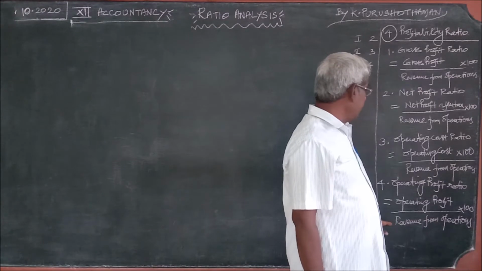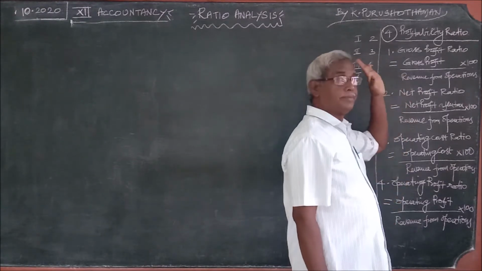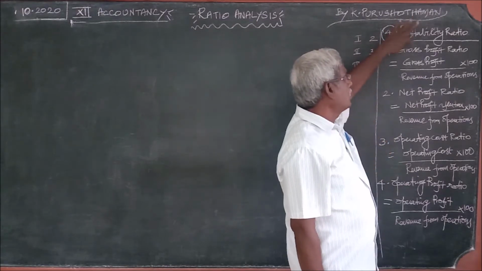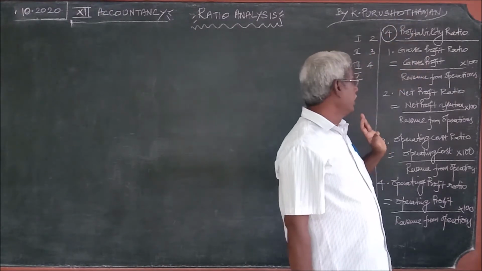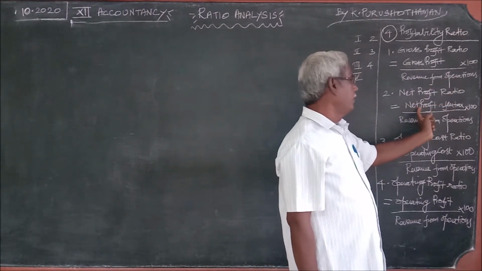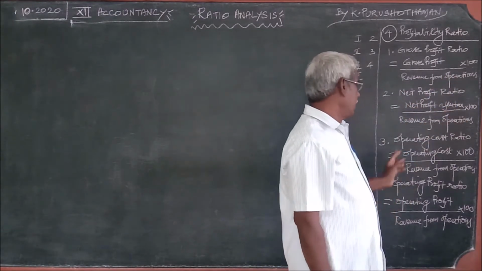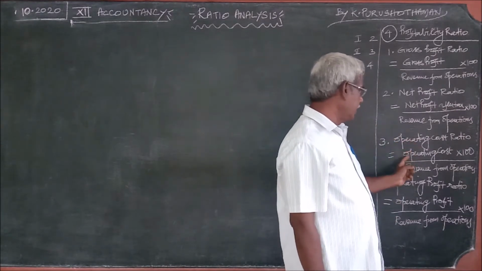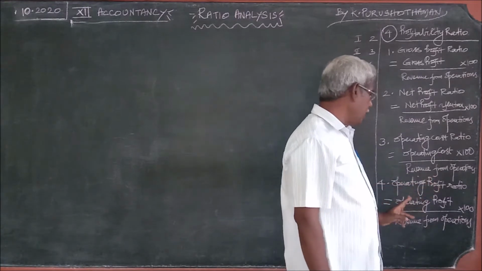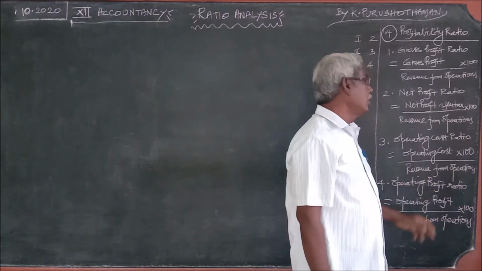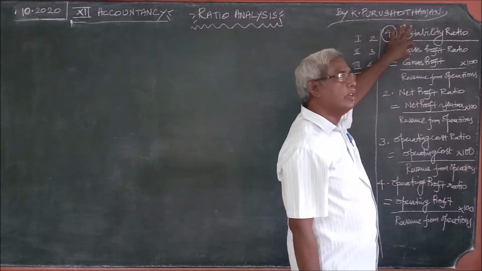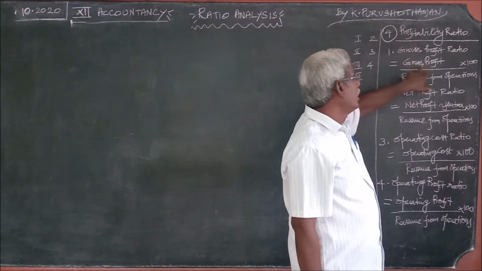All the denominators are revenue from operations, and only the numerator differs. If it is gross profit ratio, gross profit is the numerator. If it is net profit ratio, net profit, that is net profit after tax, is the numerator. What is the operating cost ratio? Operating cost is the numerator. What is operating profit ratio? Then operating profit is the numerator. The name of the ratio will lead to the numerator.